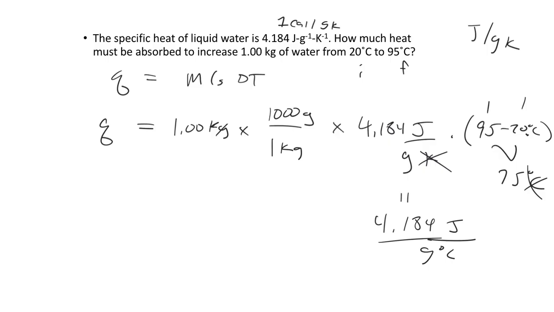So let's take 95 plus 273. Converting that to Kelvin, that's 368 Kelvin. And 20 in Kelvin would be 293 Kelvin. Taking the difference in Kelvin gives 75 Kelvin, just like it was 75 degrees C. So if you're not sure, convert both T_f and T_i to Kelvin, take the difference, and see that it's still 75 Kelvin.